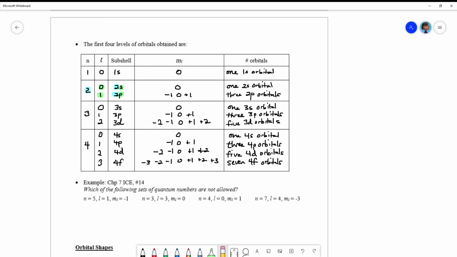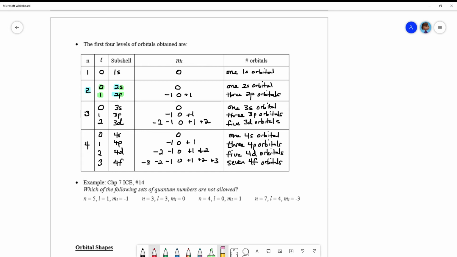And just for fun, why don't you, on your own, try working out the next level, which would be n equals 5, and see what kinds of subshells you get and how many orbitals you get in each of those subshells, just to see if you are getting the overall idea here. So let's talk about some of the similarities and differences between the various orbitals.